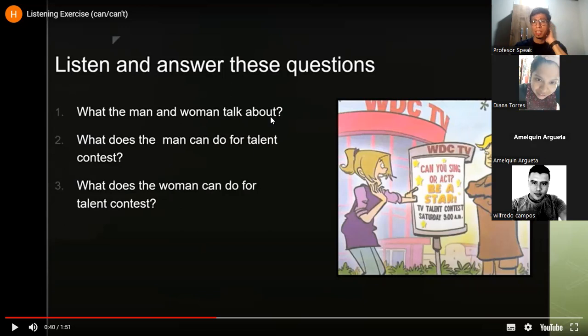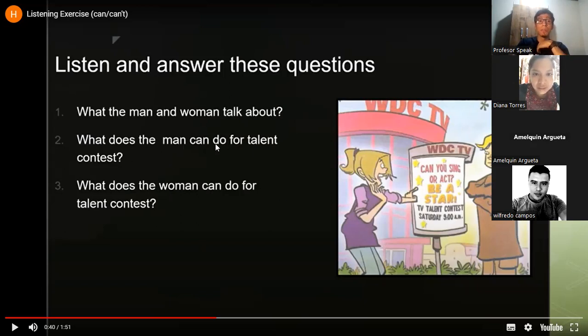De qué es lo que ella puede, de sus talentos, cantar y... Okay, talent contest. What is a contest? It's like a contest. What is this in Spanish? A contest. Concurso. So it's a talent contest. So es un concurso de talento. So they are talking about a talent contest.